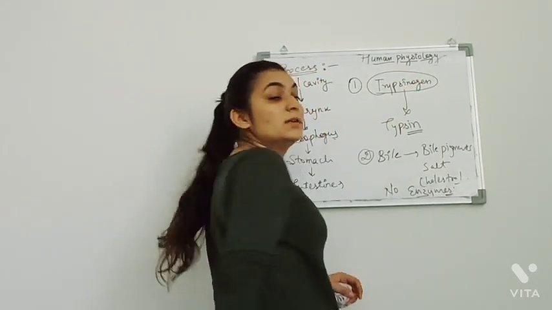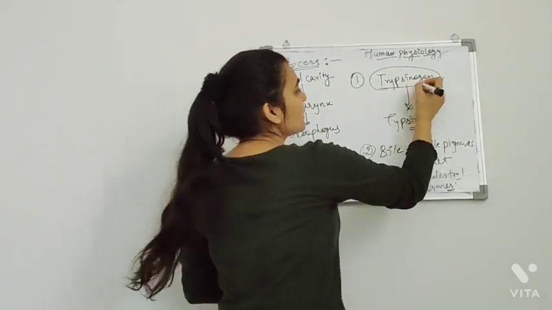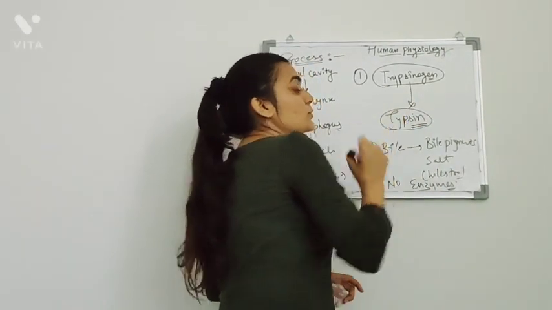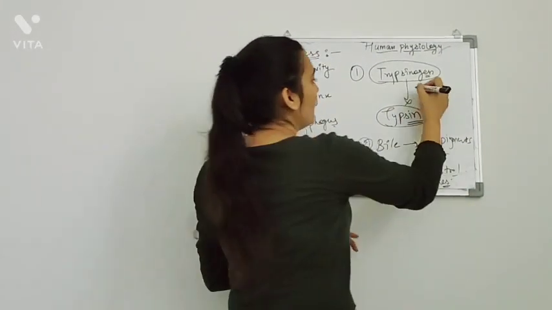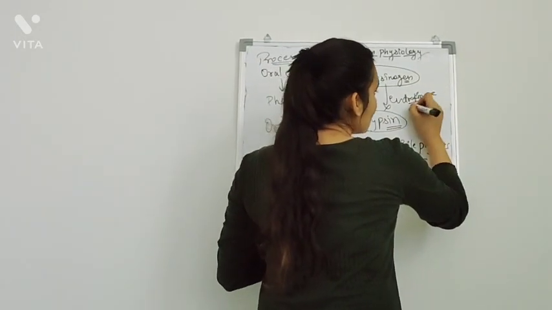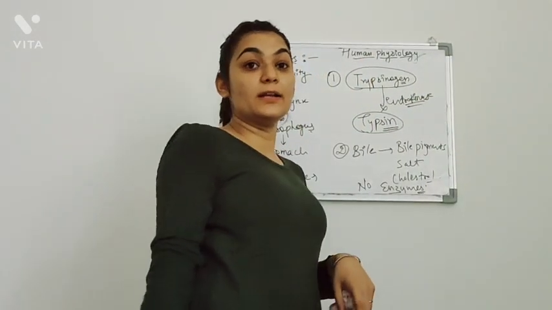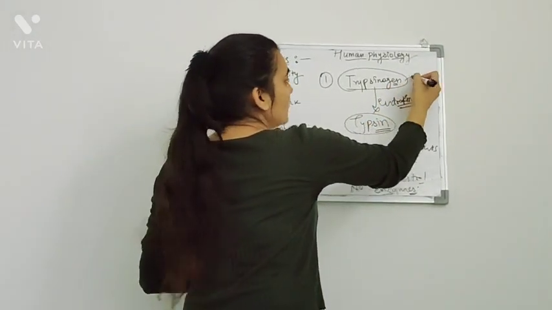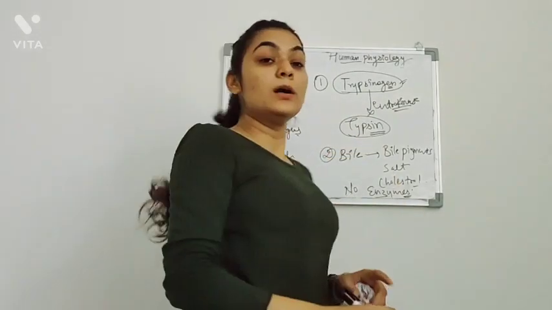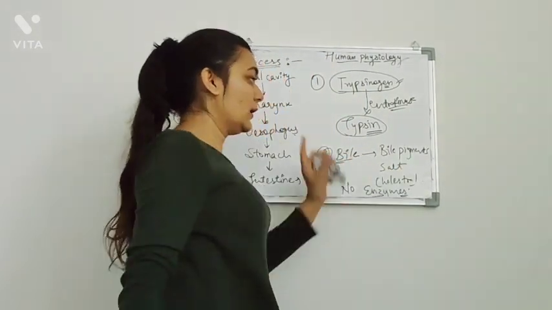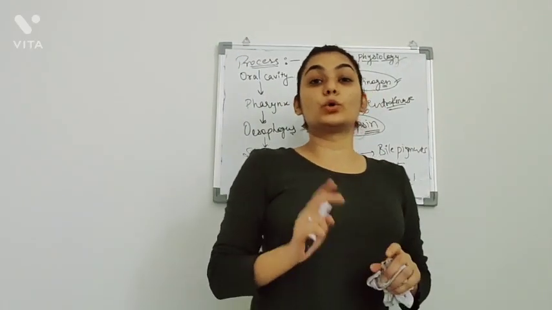Now in the intestine, one enzyme is trypsinogen. Trypsinogen is an inactive form. The active form of trypsinogen is trypsin, with the help of enterokinase. This is the enzyme that comes from the intestinal epithelium and helps in the conversion of trypsinogen to trypsin. After that, the second thing is the bile.